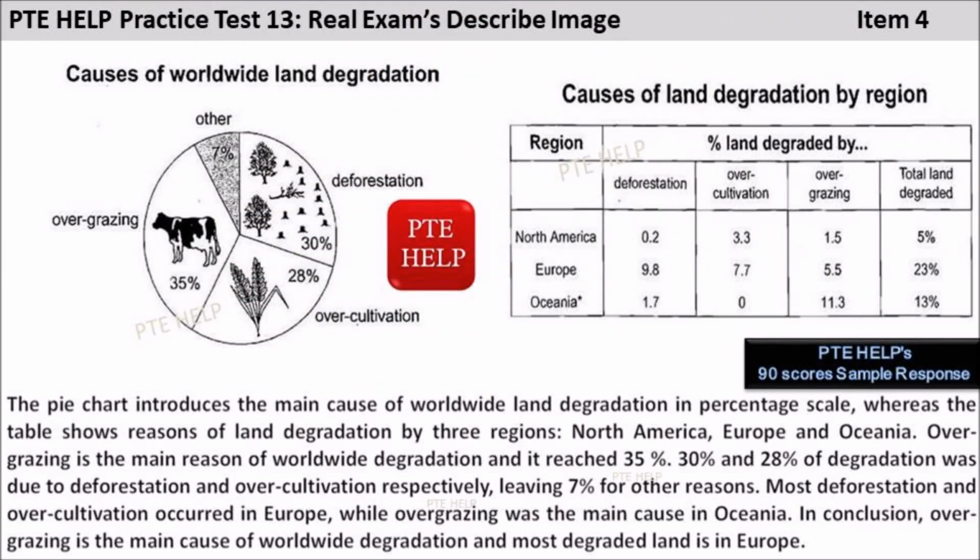The pie chart introduces the main causes of worldwide land degradation on a percentage scale, whereas the table shows reasons of land degradation in 3 regions: North America, Europe and Oceania. Overgrazing is the main reason for worldwide degradation, and it reached 35%. 30% and 28% of degradation was due to deforestation and overcultivation respectively, leaving 7% for other reasons. Most deforestation and overcultivation occurred in Europe, while overgrazing was the main cause in Oceania. In conclusion, overgrazing is the main cause of worldwide degradation, and most degraded land is in Europe.